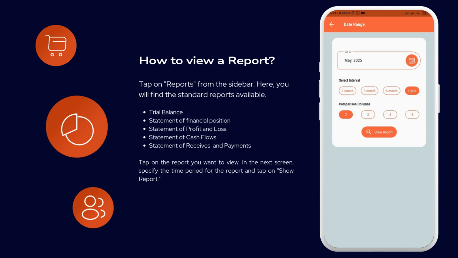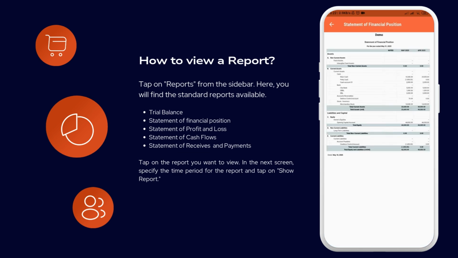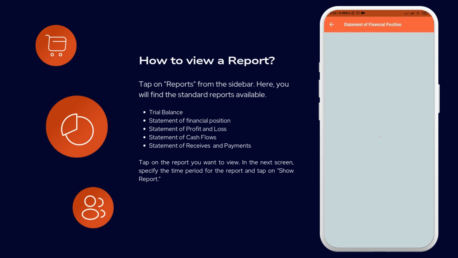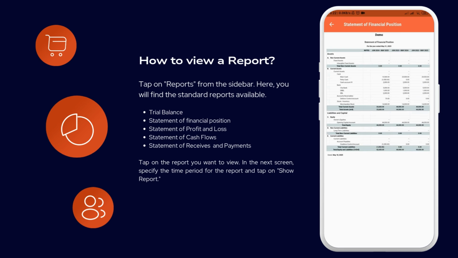For example, if you choose a 1 month period and select a comparison range of 2, the system will compare the current month with the previous month by account category. If you choose a 1 year period and select a comparison range of 3, the system will generate a report comparing the current year, the previous year, and the year before that, side by side in 3 columns by account category.